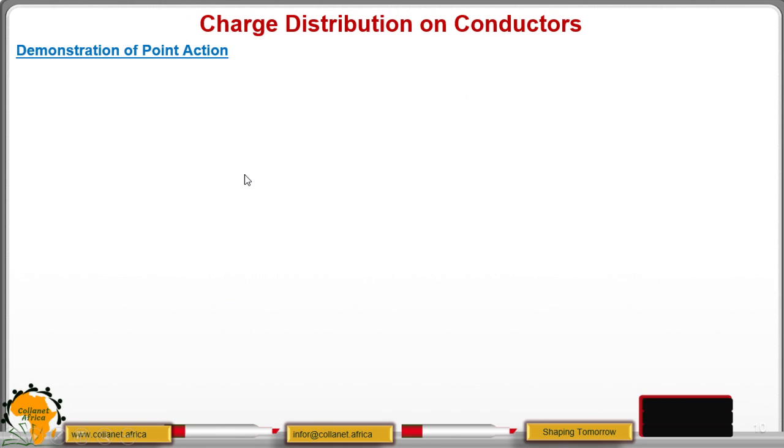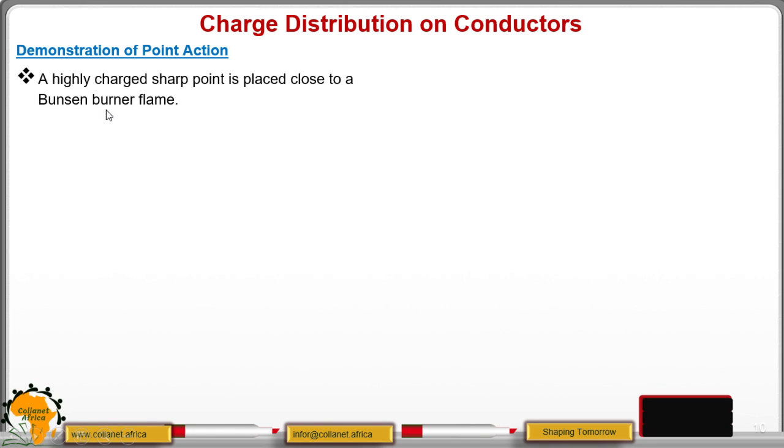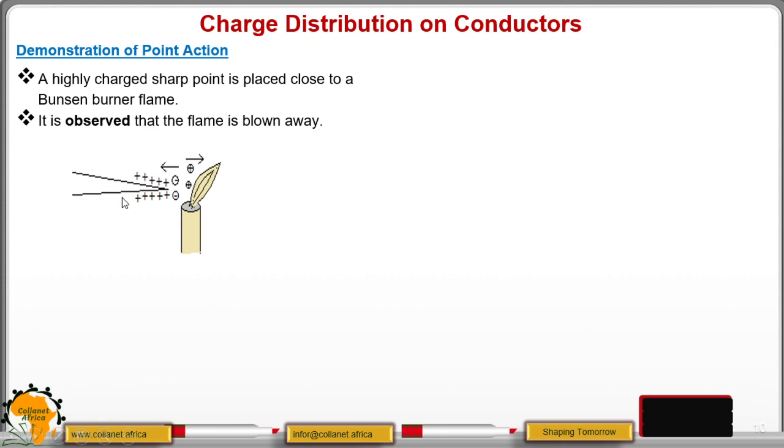From there, we can demonstrate the point action. And in here, we are going to consider a highly charged sharp conductor that is brought closer to the flame of a Bunsen burner. If you look at the diagram that we have here, our highly charged conductor is positively charged. Then, as we bring it closer to the flame, we find that the flame is blown away. We need to know the reason why.